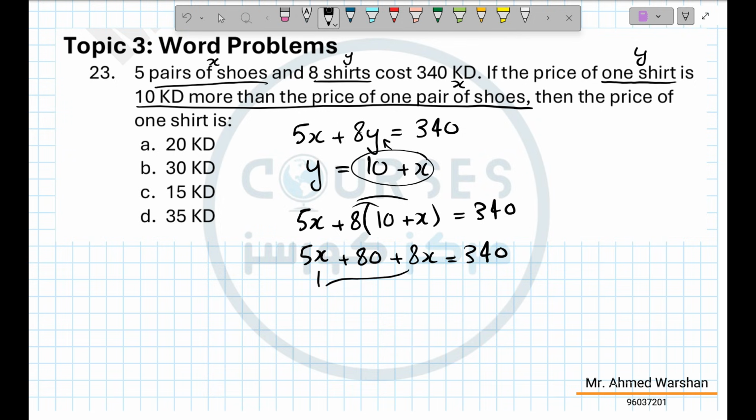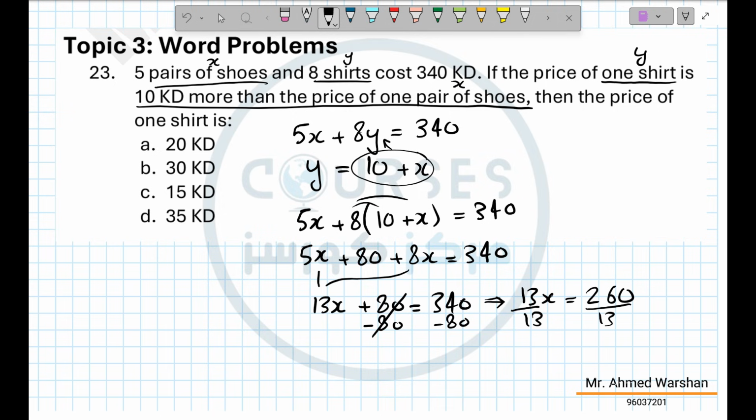X's together, that's going to be 13X plus 80 equal to 340, minus 80, minus 80. So 13X equals 260. Divide by 13, divide by 13. Actually 26 divided by 13 is 2. So from that we can get that X is 2, and then we have a 0. So X is 20. So, mister, the answer is 20.